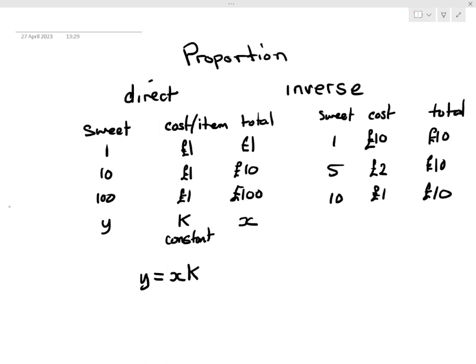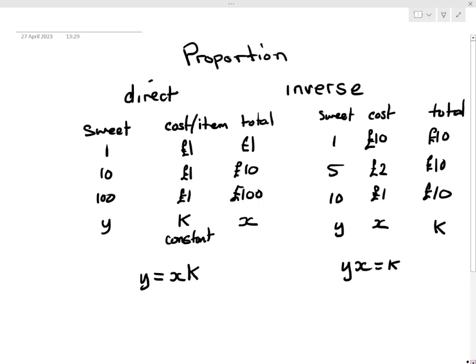So this is inverse proportion, where the more you buy, the less it costs per item, making a total of the same. So this now becomes the constant, and this is the y and the x. So you can have y times x equals k. So there you've got your two kinds of proportion, direct and inverse.